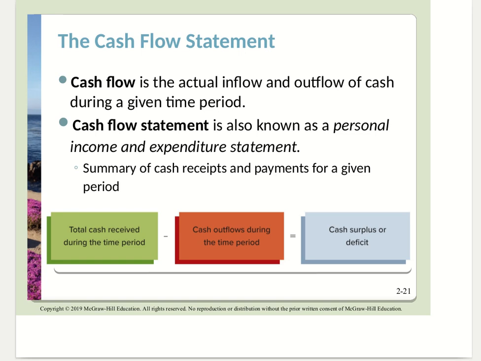Then you have what's called a cash flow statement. A cash flow statement is like a checking account register, where what you're doing is you're saying, okay, how much cash have I received during a time frame? How much went out? What did I spend? And do I have a surplus or deficit during this time frame?